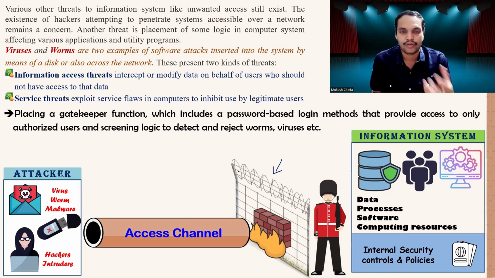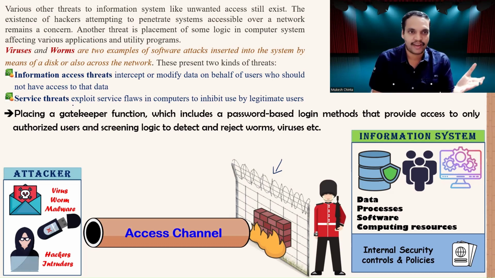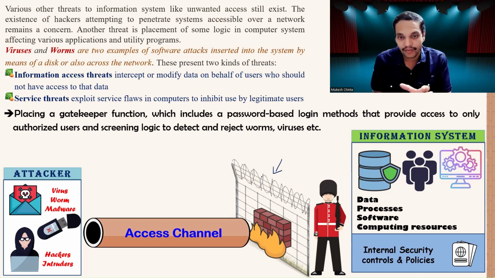It might look for a password or a PIN number or something else. And you can also place a screening logic so that any packets entering your network or going out of your network can be screened, and you will be able to detect the presence of malware such as viruses, worms, trojans, etc. So this is one way to ensure that outsiders do not get easy access into your information system.